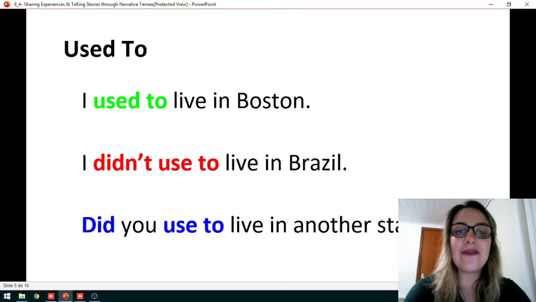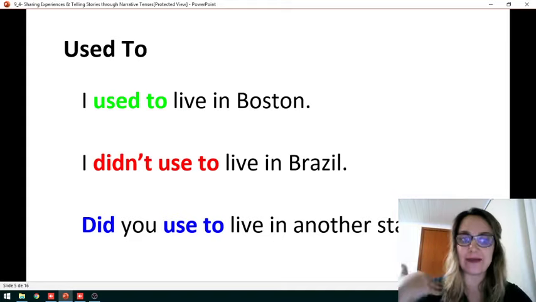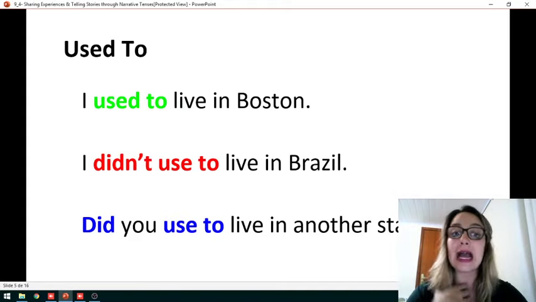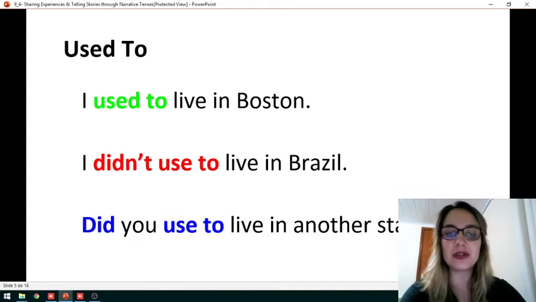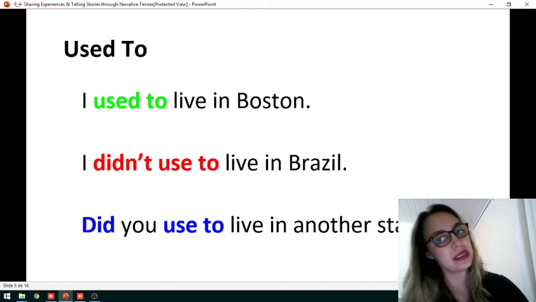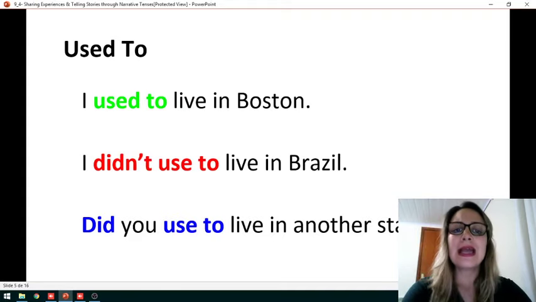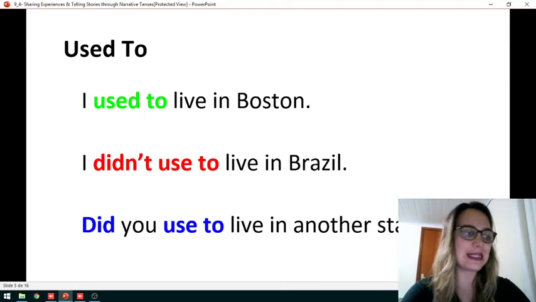Now, if I'm talking about my life in the past, I can say that I didn't used to live in Brazil because I used to live in Boston. Now, do you see something different between the positive and the negative example? What do you see that's different? Let's see in the comments if you can figure out exactly what's different here.